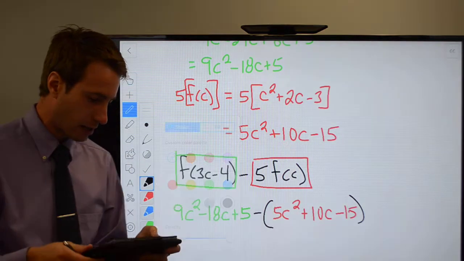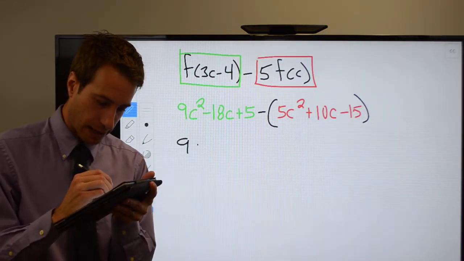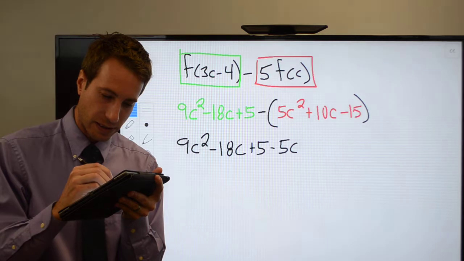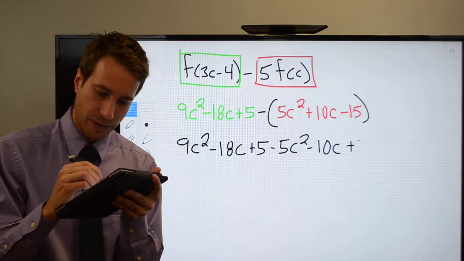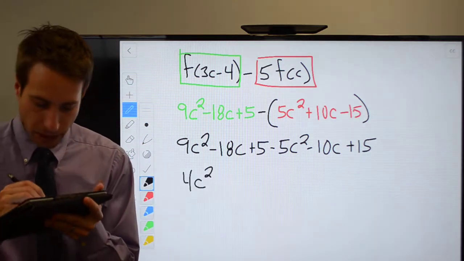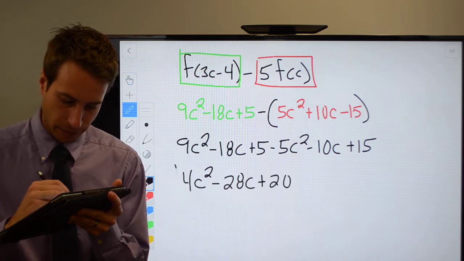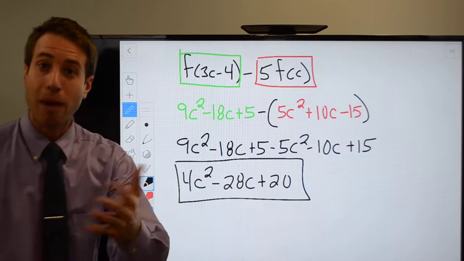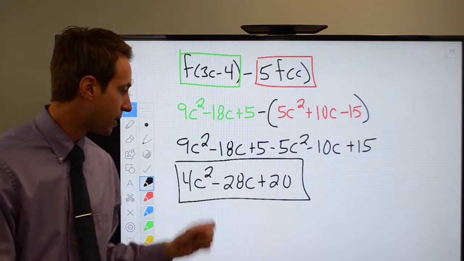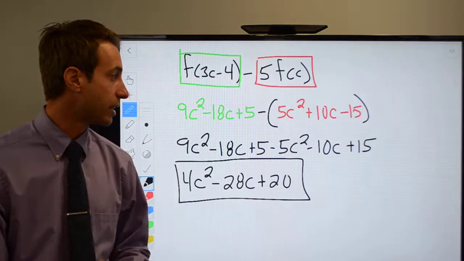I don't need to worry about the colors anymore because I've already plugged everything in. So here we go. I've got 9c squared minus 18c plus 5 minus 5c squared minus 10c plus 15. Combine like terms and you wind up with 4c squared minus 28c plus 20. And again, my result is not a numerical value. It is actually another polynomial, but what I've done is I've changed my variables now to c's instead of them having been originally the x's.